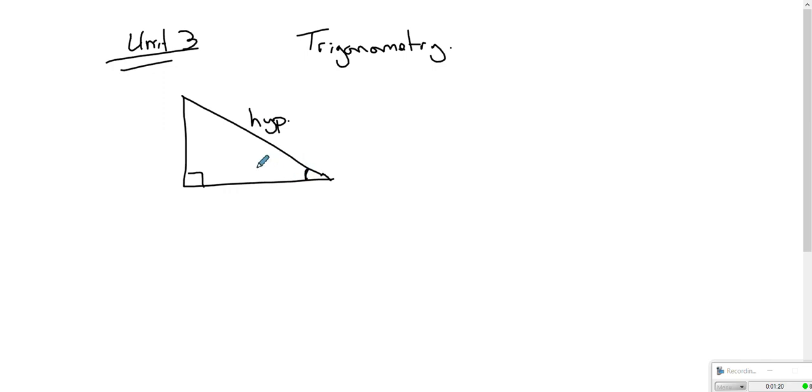But if you were looking over here at the other side of this triangle, we would call this side right here the opposite leg. Okay, because these are the legs of a right triangle. Now, if you were right here, if that's the opposite leg, the leg that would be right next to you would be called the adjacent leg.